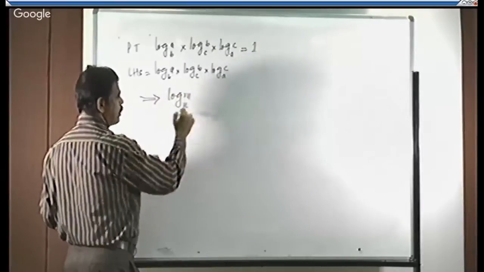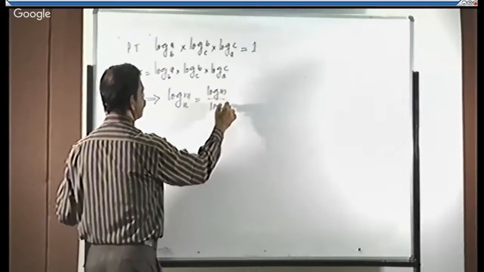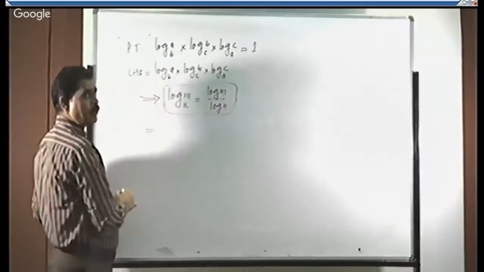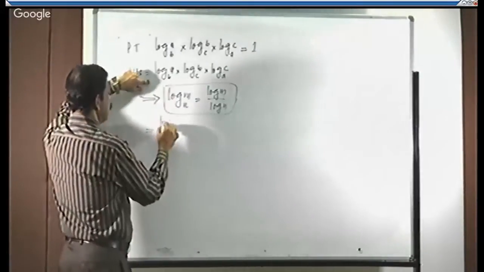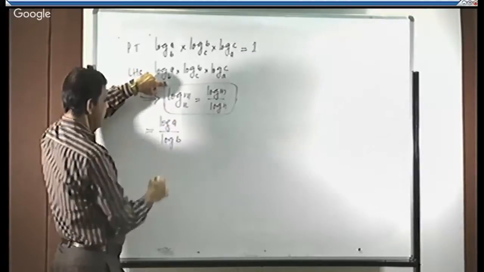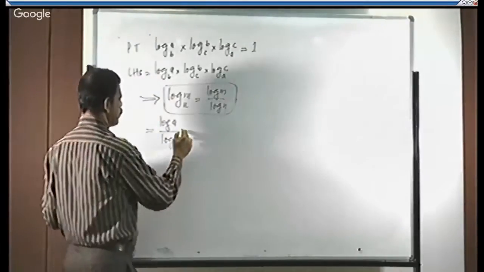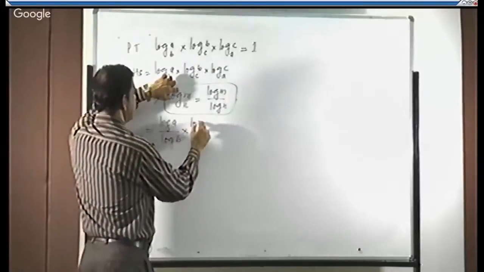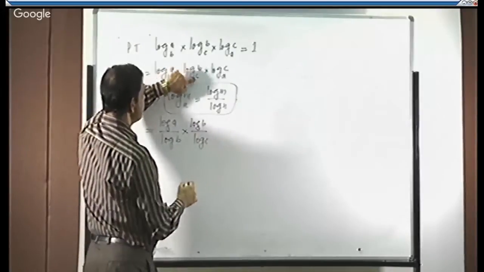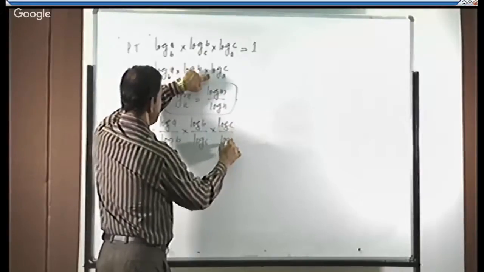Log m to the base n is equal to what? Log m divided by log n. We should use this law. According to this law, what does the first term become? Log of a divided by log of b. I'm not mentioning the base, so the base may be anything. It's not necessary to mention. Then log b divided by log c, into log c divided by log a.